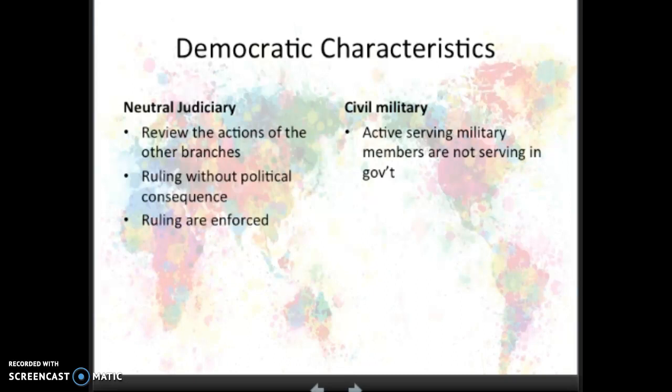They're adhered to. There would be civilian control of the military. So active serving military members could not also hold positions in a civilian government at the same time. And there's going to be a prevention of the military from taking control of the government. So if you don't have active military members serving within the government, there will be a buffer between military and civilian rule.